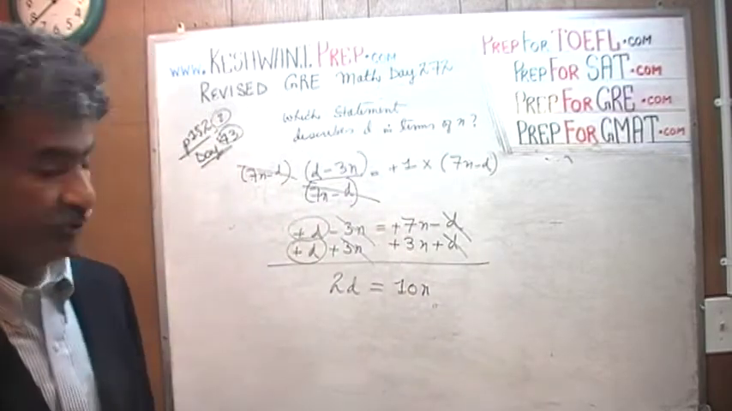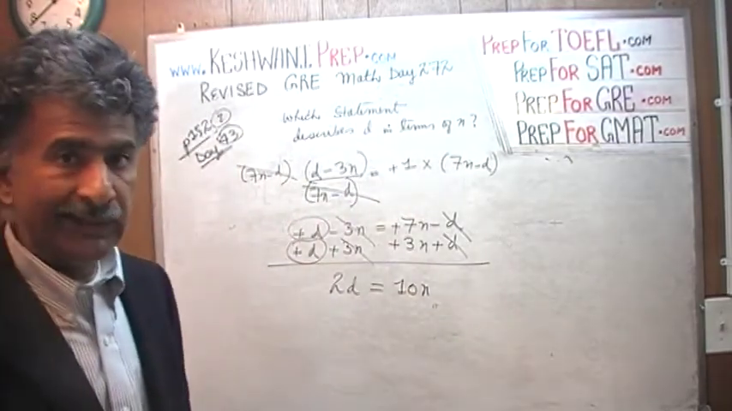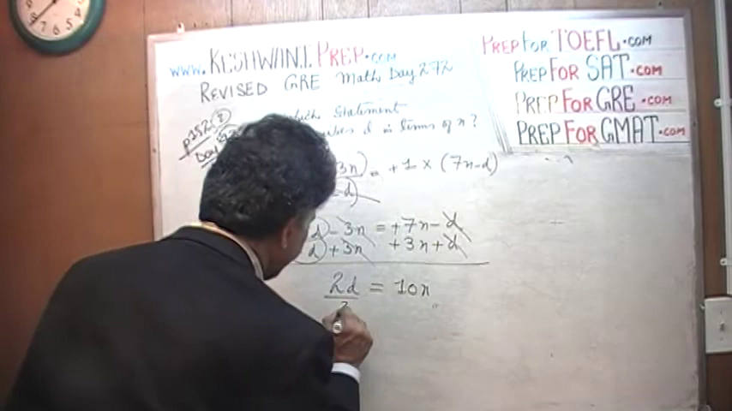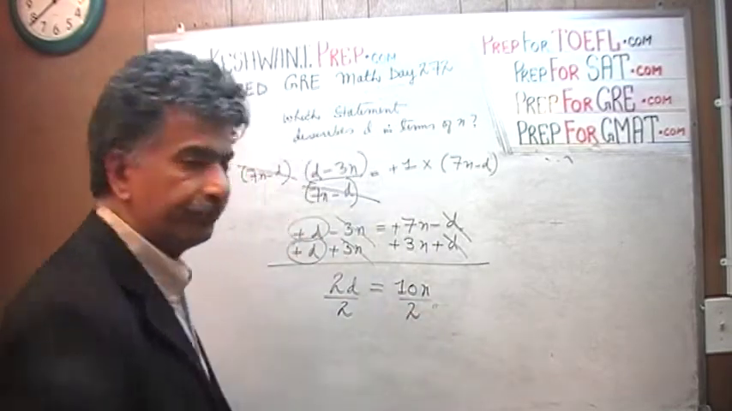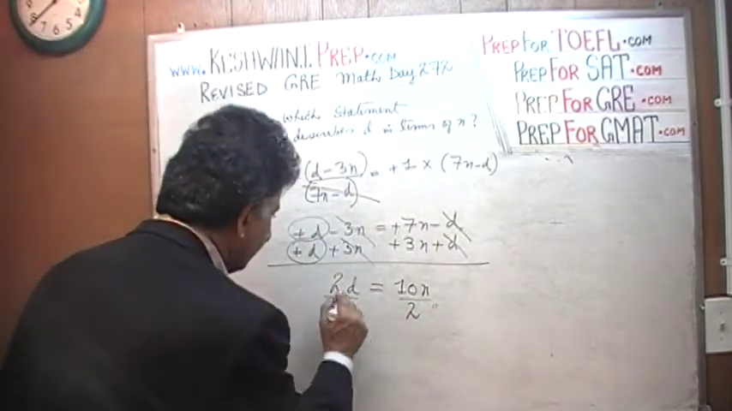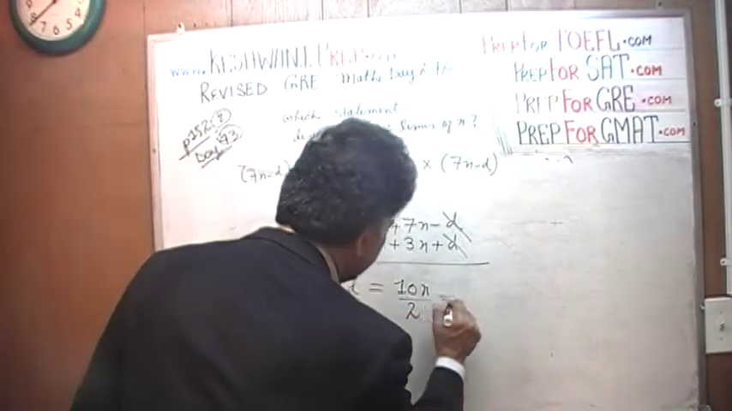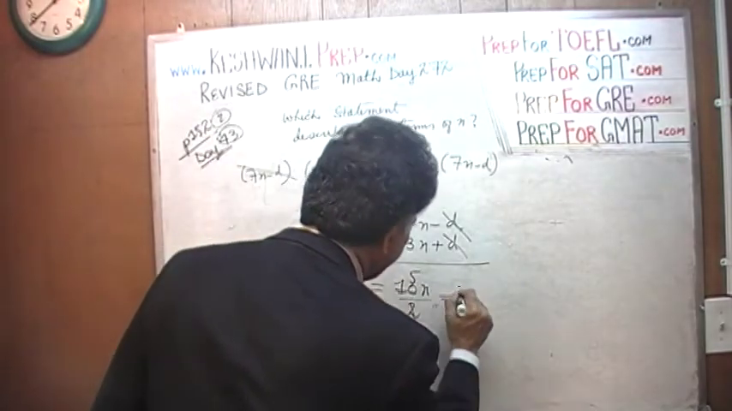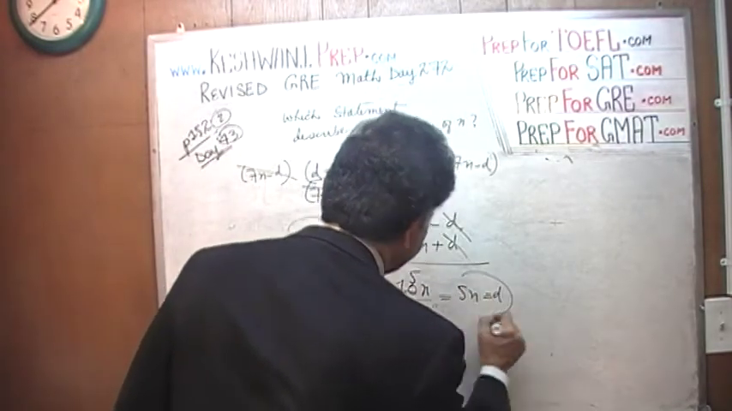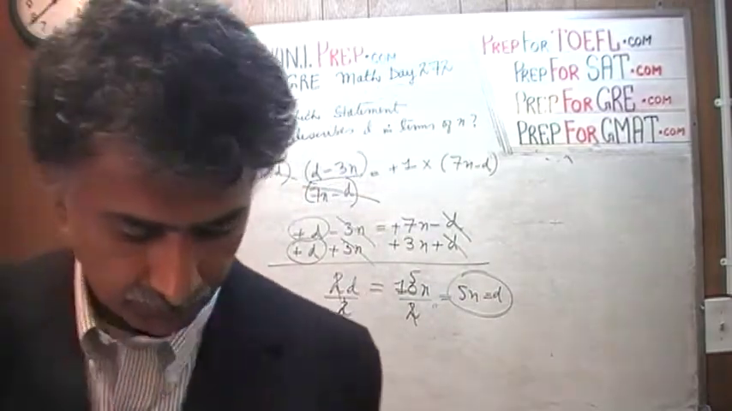We're not interested in how much 2 times D equals. We want to know what D equals. Divide both sides by 2. And there you go. D equals 5n. D equals 5n.